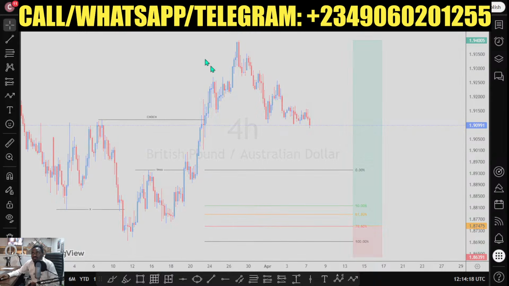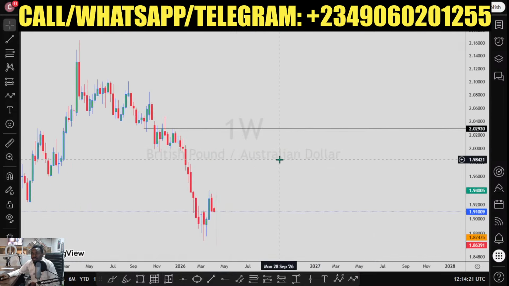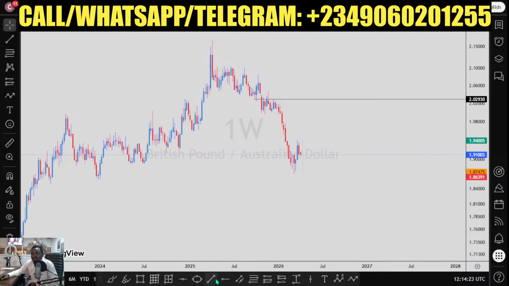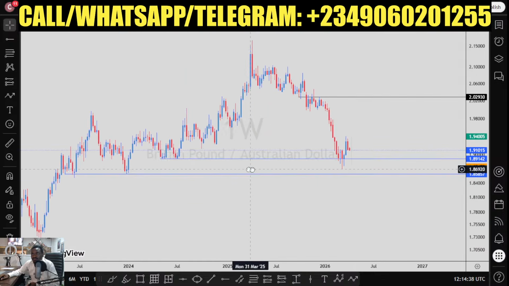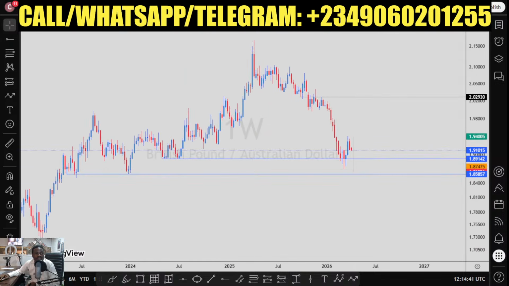Before we check other currency pairs, let's check some levels on our weekly chart. We have a technical support here. We mark that out. There are some levels here which price used as a demand. You can see that. These are clean charts.